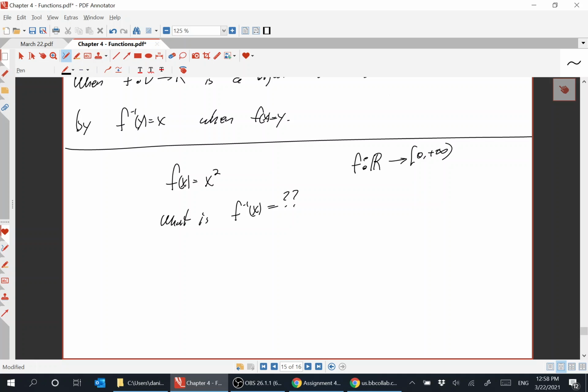Why? I mean, why should f of 4 be equal to 2? Why shouldn't it be negative 2? In order to make sense in calculus, we would say the inverse function is the square root of x. But that's only if your domain is the set of non-negatives.